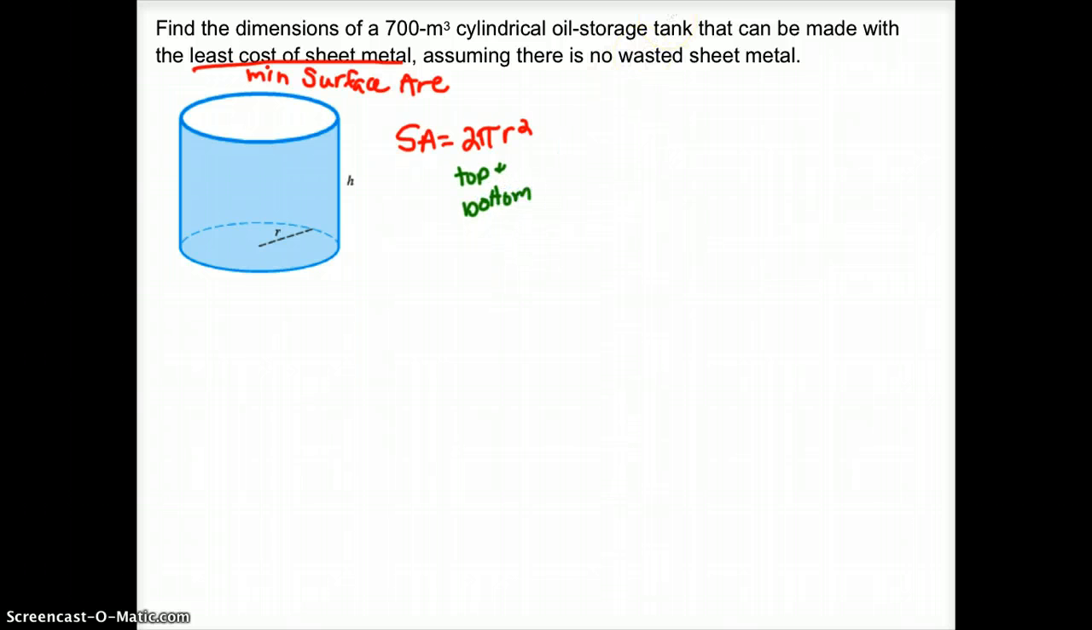Okay, so next we need to write the surface area of the side part. Remember, if we cut it down the side and open it up, it's actually a rectangle. One dimension of the rectangle will be the height of the cylinder, so we'll say h. And the other dimension of the rectangle is the circumference of the base, or the circumference of the top. The circumference of a circle is 2 pi r. So that's the other dimension of that rectangle if you actually open this all up. Okay, so this is the area of the side. Sort of. I think I need to work on my handwriting.